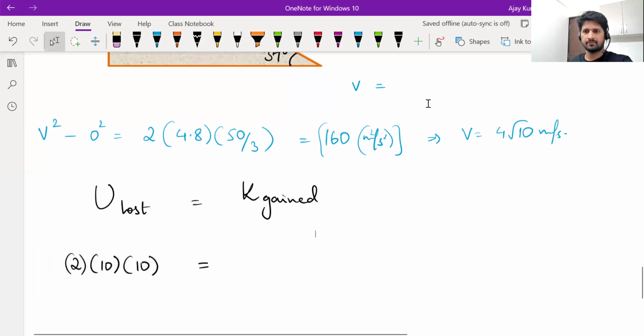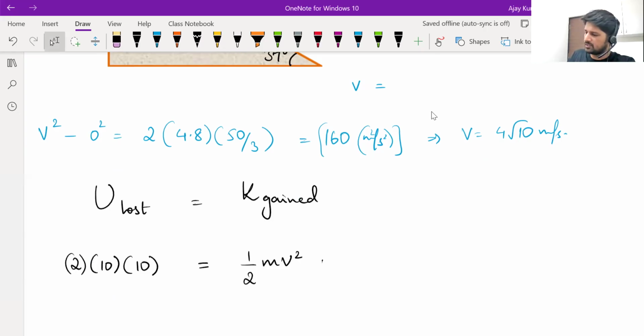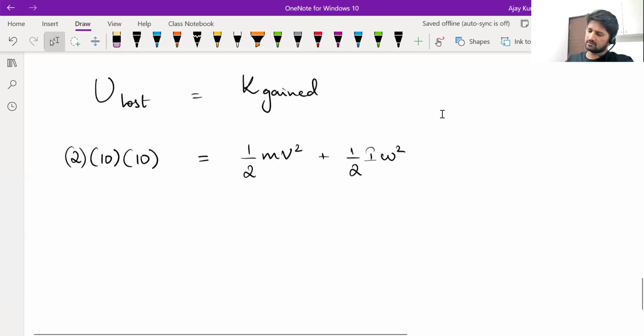Then half mv square plus half I omega square. You should write half mv square plus half I omega square also, because this object is rolling down the incline. It's not simply sliding. But there seem to be two unknowns here, v and omega. How to solve? Mass and moment of inertia are known, but v is unknown, omega is unknown. How to solve?